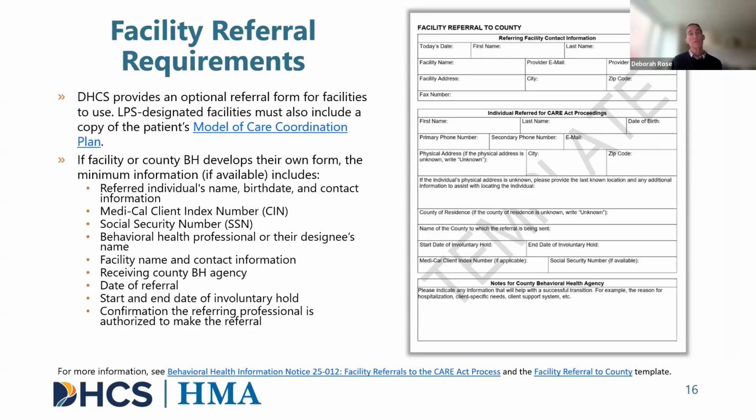However, if the facility or county BH chooses to use their own form, some of the minimum elements need to be included, like the person's name, how to find the person, the designee's name, etc. I'm not going to read all of those elements because you can see them on the form, but the idea is that there should be information that expedites the process and makes it easier for county BH to reach out to gather information and to assess that individual. The form also needs to confirm that the licensed behavioral health provider is authorized to make this referral. And again, we've talked about that they have knowledge of the case, have been involved in the case, and believe that that person is likely to benefit from CARE.